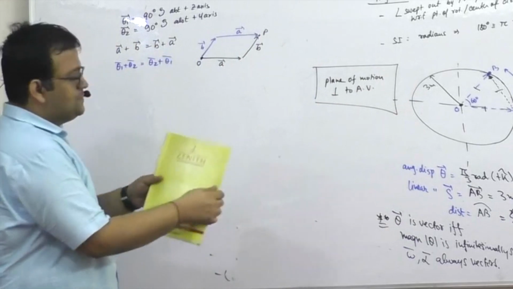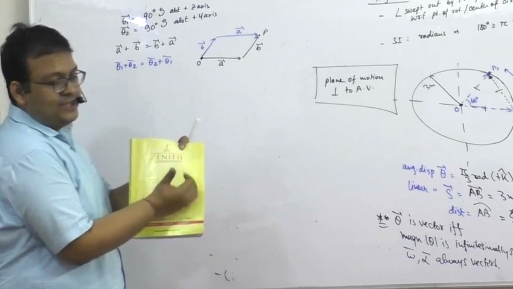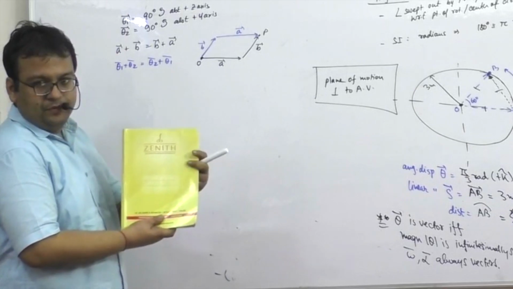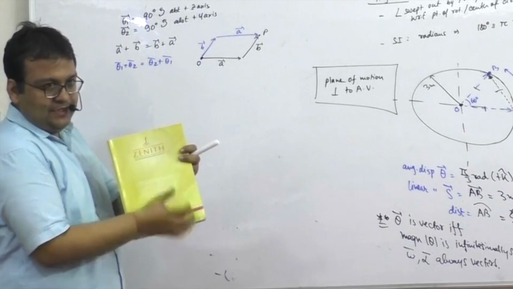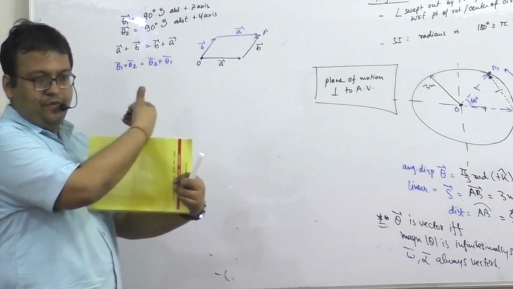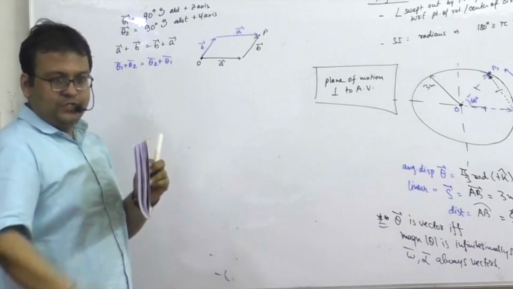So the first displacement to this notebook would be what? Theta 1, 90 degrees anti-clockwise about z. How should I rotate the body? I will rotate in this way, anti-clockwise about the z-axis, then 30 degrees about the y-axis. This is how I should rotate the body. So this is the surface which is pointing towards you.